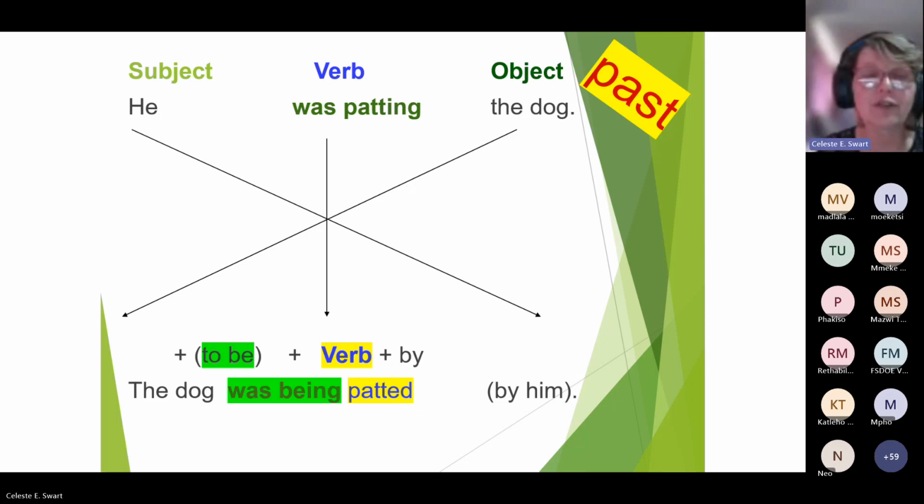You have to have the correct form of the verb to be plus the correct form of the verb. And here the verb was patting. So what is the correct form of the verb here? Patted. And he, you could either put it in by him or you could leave it out. You don't write brackets when you write the sentence. The brackets are an instruction to the marker.